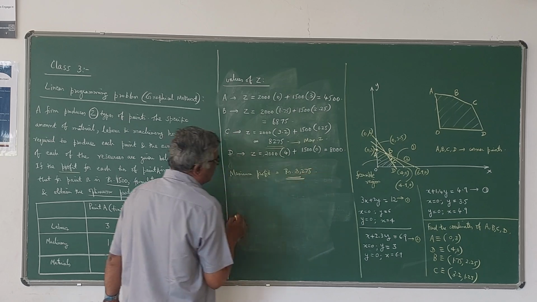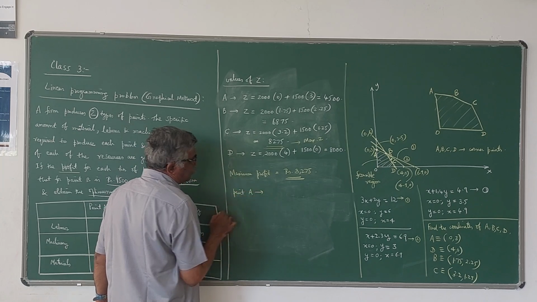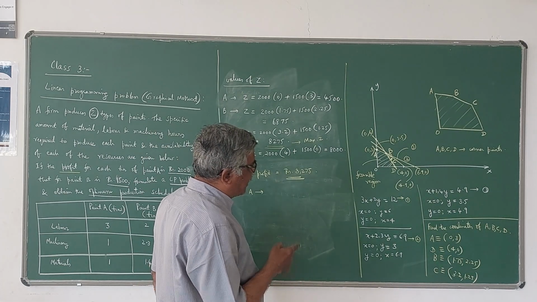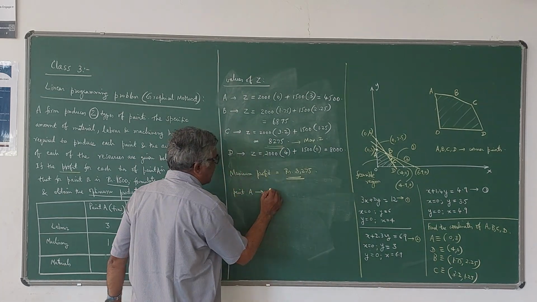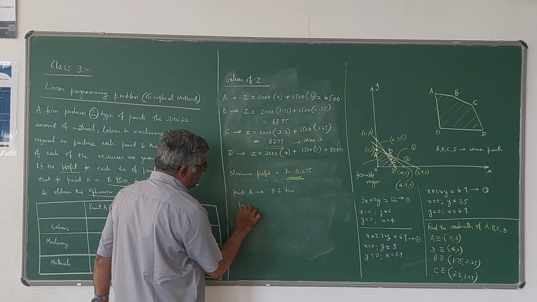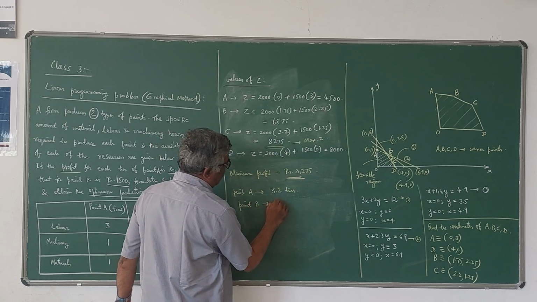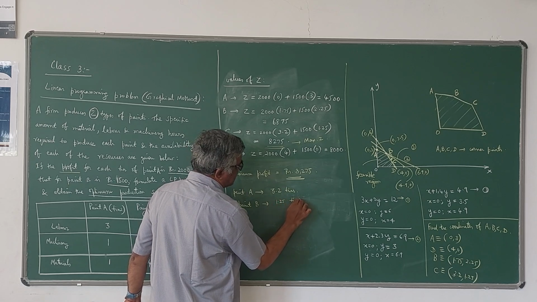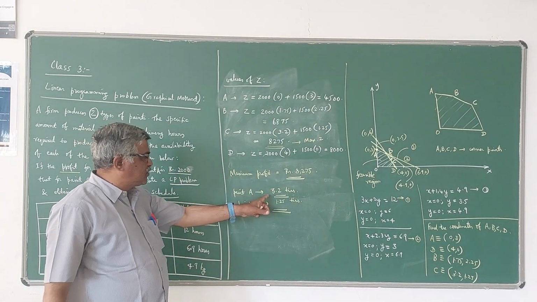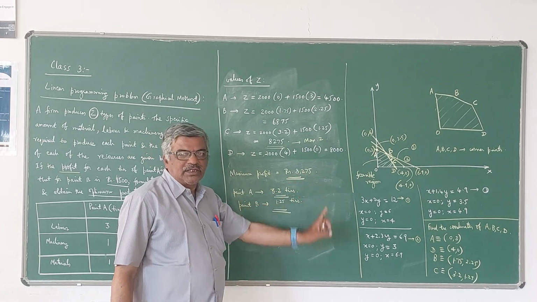8275. The number of tins of paint A is the X value, which is 3.2 tins. And the number of tins of paint B to have maximum profit is the Y value, which is 1.25 tins. So this is the final solution. These are the number of tins that will be manufactured to have a maximum profit of 8275.